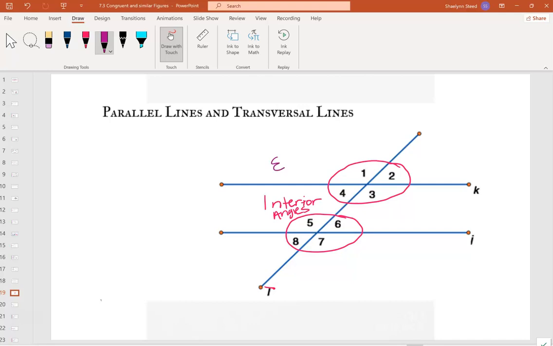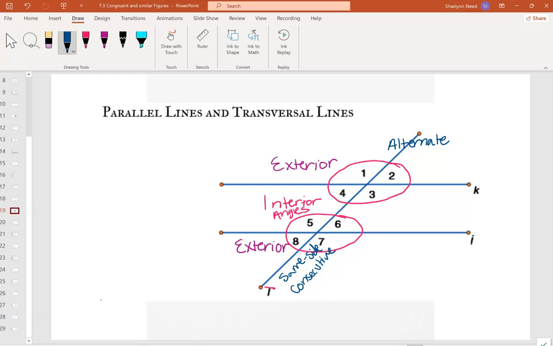Exterior is talking about outside. So like 1 and 8 are exterior, 1 and 7 are exterior. 2 and 8 are exterior, 2 and 7 are exterior. When we use the word alternate, we're talking about opposite sides of the transversal. If we are saying same side or consecutive, we are talking about the same side of the transversal.